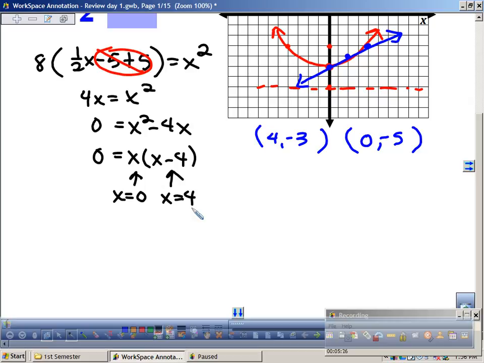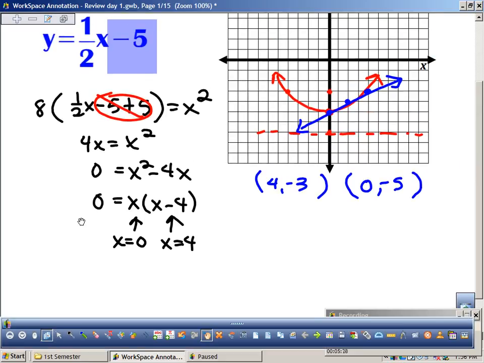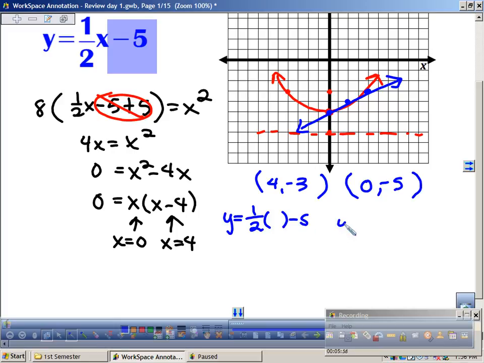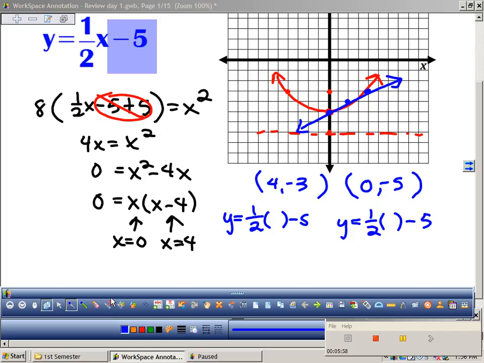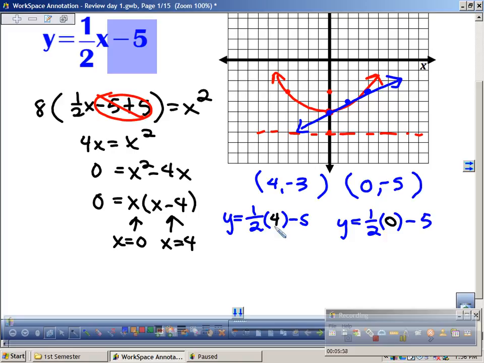So now all I have to do is find my y's by plugging it back in or substituting it back in. I'm going to put that over here. I'm going to put two of them. I've got y equals 1/2 of whatever x is minus 5, and y equals 1/2 of whatever x is minus 5. I have two solutions to put in there, right? When x equals 0 and when x equals 4. And if I plug that in, I will get -3, and if I plug that in, I'm going to get -5.